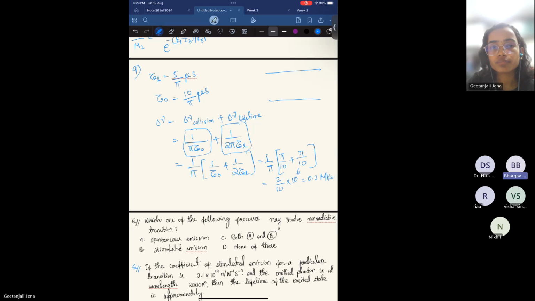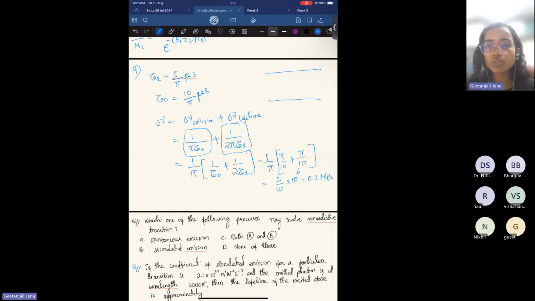Yes ma'am, but I saw 1 by 2 pi in the assignment for collision, and in the lecture slide for collision. Okay, we'll go through the lecture slide today also, because I have not discussed the collision broadening in the last session. We'll see. It is 1 by pi tau 0, I think. Yes ma'am, tau 0. I will also check. Okay, thank you ma'am.